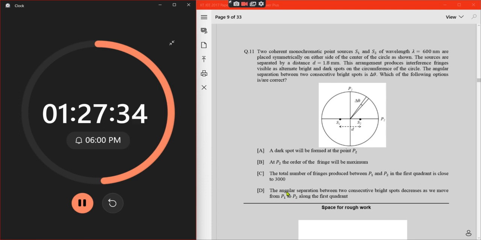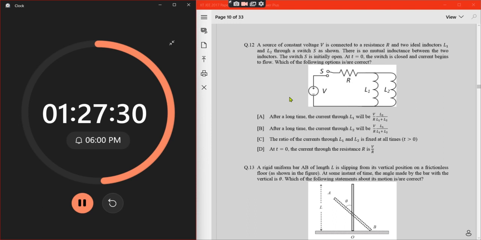B and C. 12. A source of constant voltage V is connected to the resistance R and two ideal inductors L1 and L2 through a switch S as shown in the figure. There is no mutual inductance between the two inductors. The switch S is initially open. At t equal to 0, the switch is closed and current begins to flow. Which of the following options are correct?